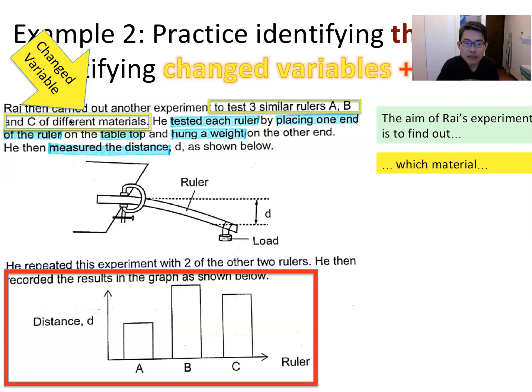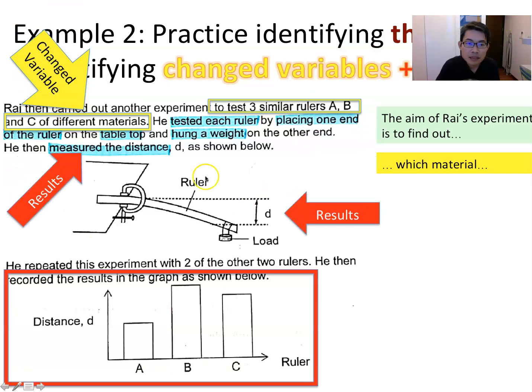And we notice that the recorded result here is about this distance d. Alright? And that tells me that this distance d is what Raj measured. So that is his measured variable. So this must be an important outcome of his experiment. So he wants to find out which material can do what. What does this tell him? Which material can bend the most.